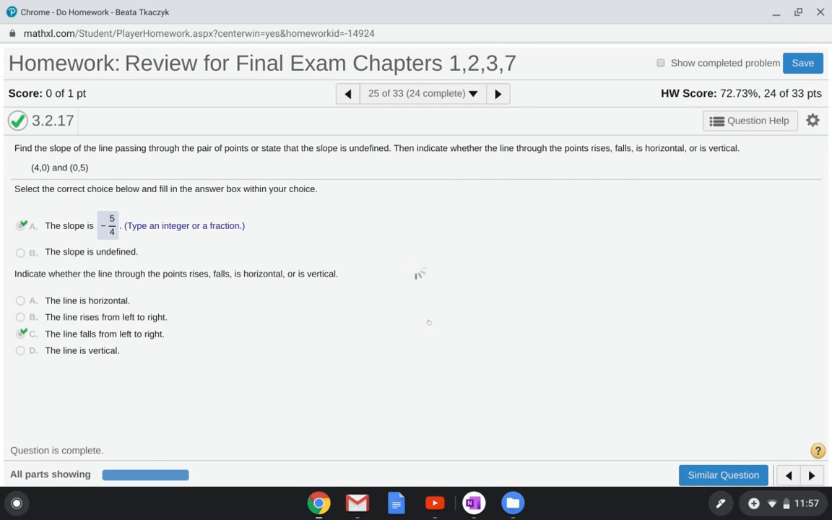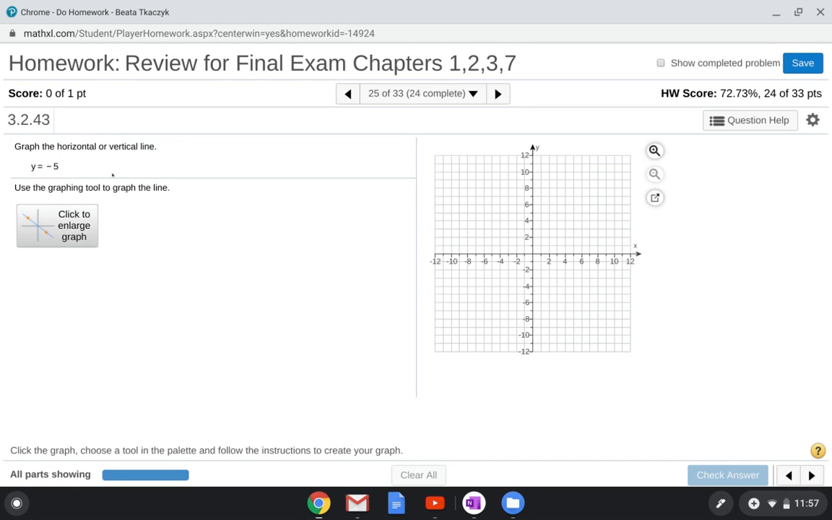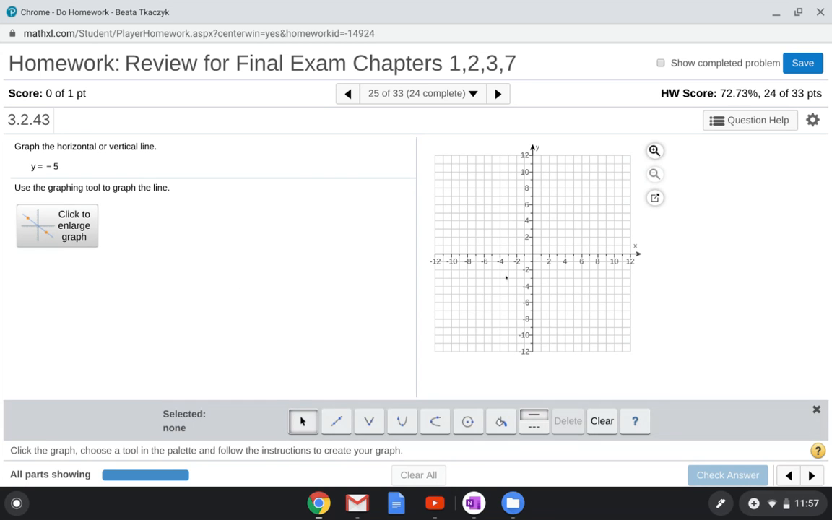Going to the next question. Okay, graph the horizontal line or vertical line. So you have y equal negative 5. So you guys are going to have a horizontal line here. Select the line y equal negative 5, find negative 5 on the y-axis, and that's your y-intercept.